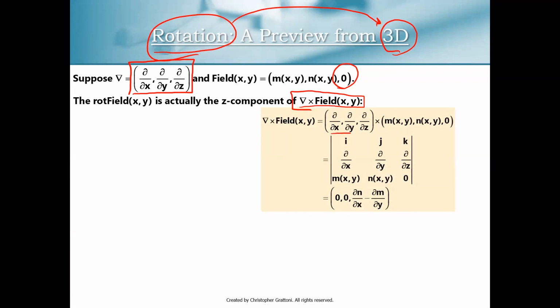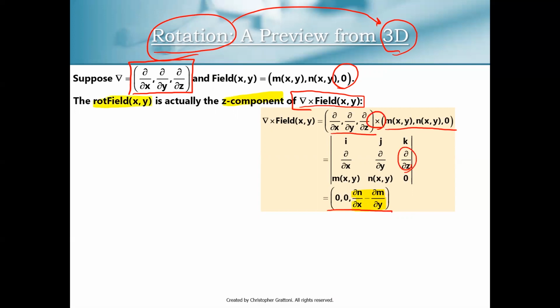So if we take del, d/dx comma d/dy comma d/dz, and I take my vector field m comma n comma 0, and I apply the cross product here, I'll set up a 3 by 3 determinant. And it turns out that because there aren't any z's in m or n, d/dz is going to knock out a lot of stuff. And this really simplifies as a result. And so our final 3-dimensional vector is 0, 0, dn/dx minus dm/dy. And if you look at the end of this expression, dn/dx minus dm/dy, the z component here is the rotation of our vector field.